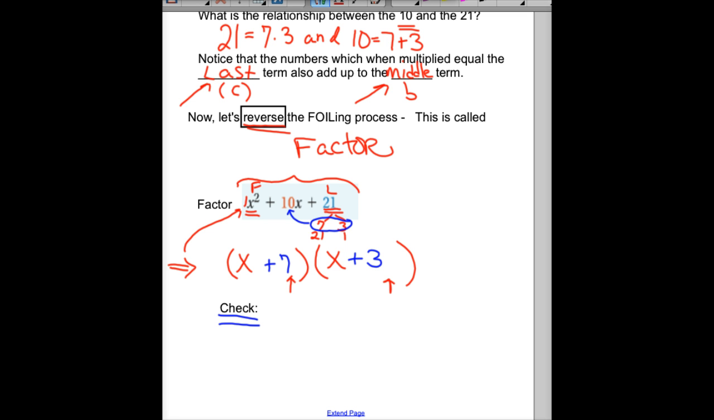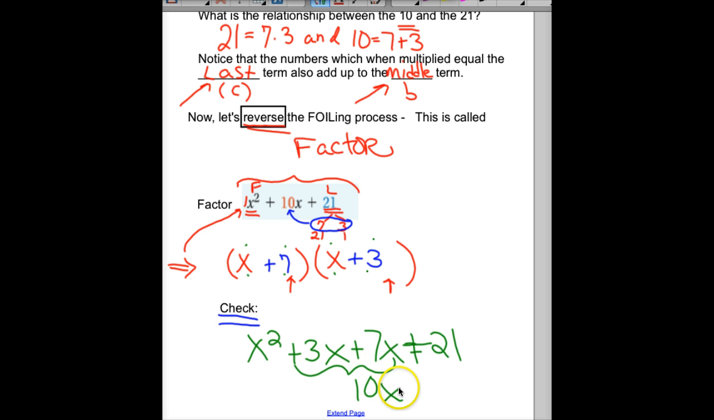Let's FOIL this. First times first is x squared. Outside times outside is 3x. Inside times inside is 7x. And last times last is 21. These combine to give me 10x. You'll notice I get this back.